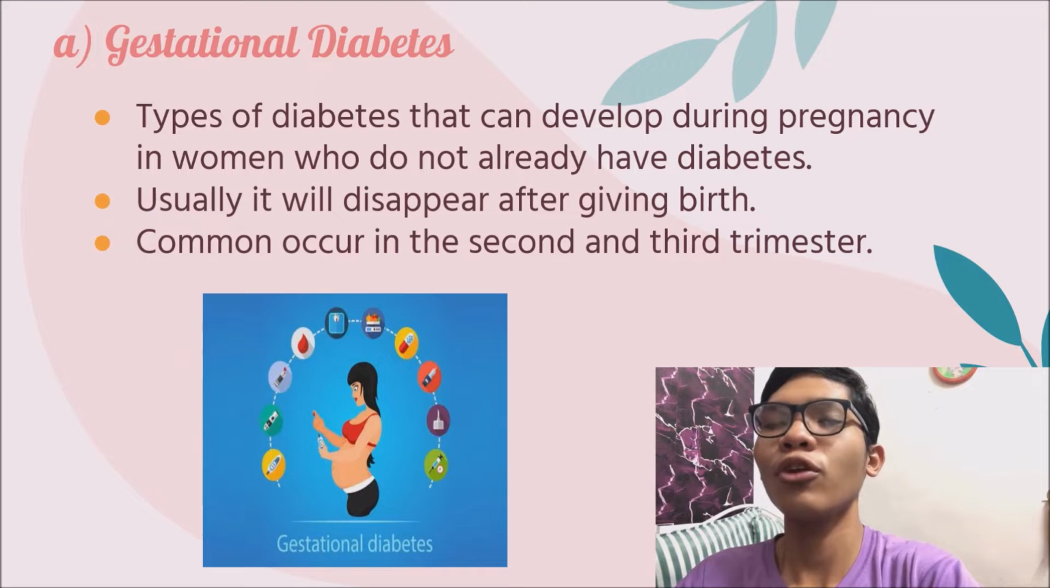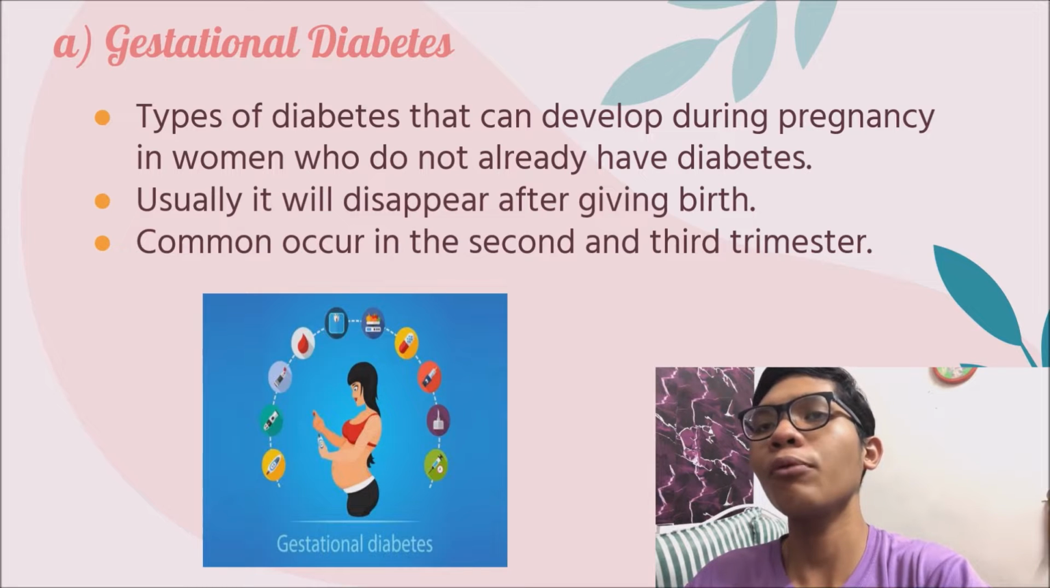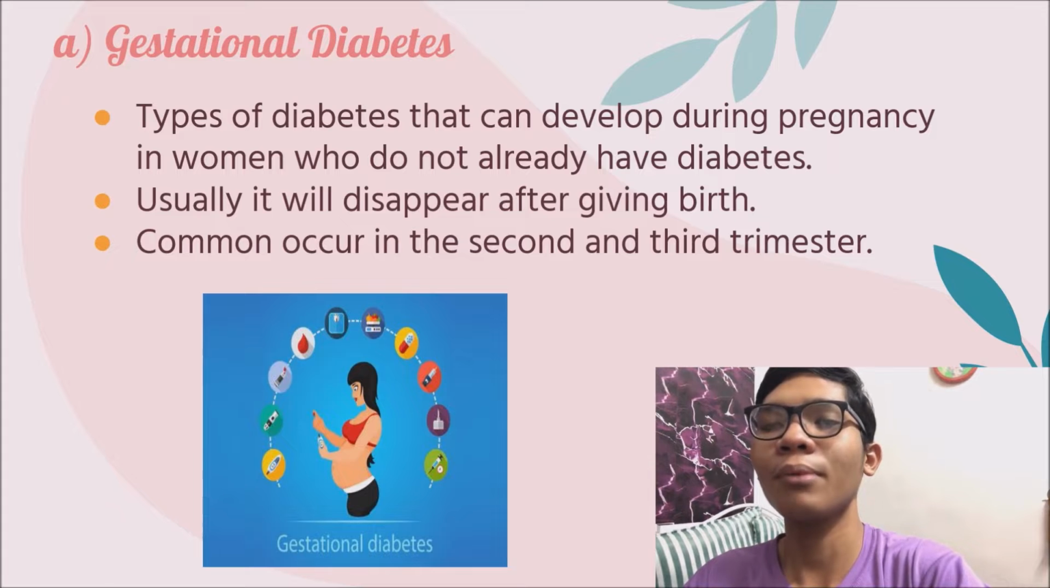Risk of obesity during pregnancy. Firstly, gestational diabetes. This is a type of diabetes that can develop during pregnancy in women who do not already have diabetes. Usually, it will disappear after giving birth. It commonly occurs in the second and third trimester.